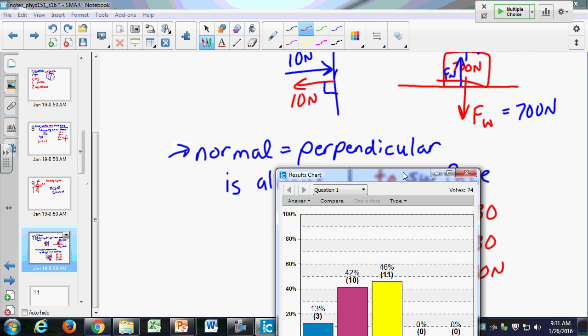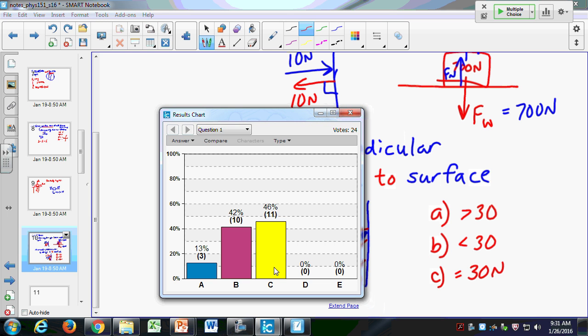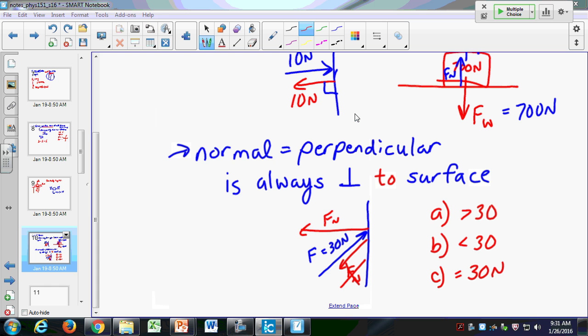Okay. You're pretty split. The answer is B, that it is less than 30 newtons. And this is similar to that question with the inclined plane. If you read in your chapter, there's a little section on inclined planes. And it's similar in the sense that I have this object on an inclined plane, like that.